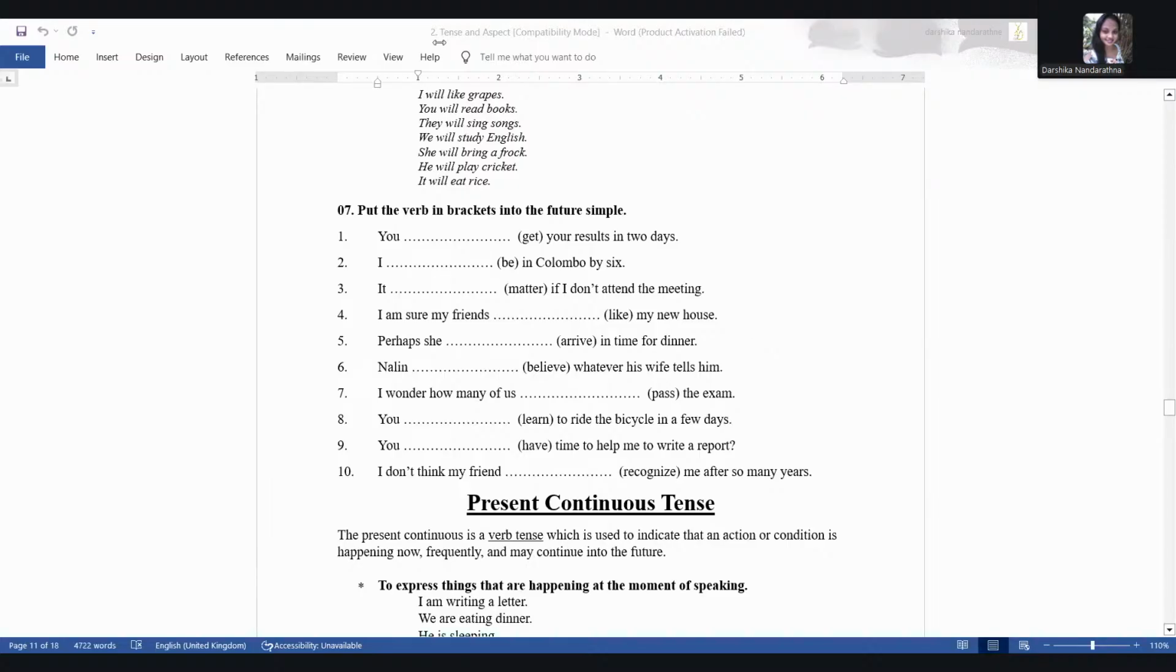Shall we do this small activity? Do it. Put the verb. Excuse me, miss.